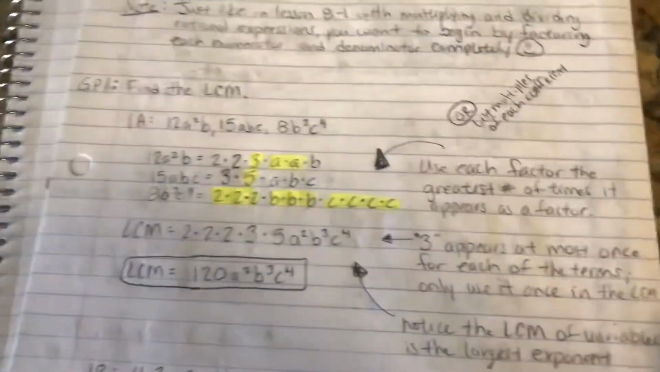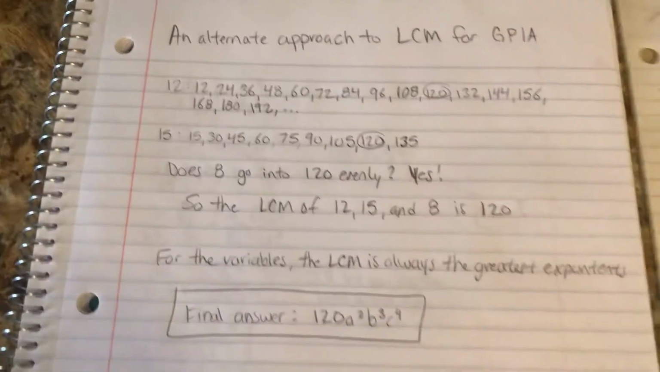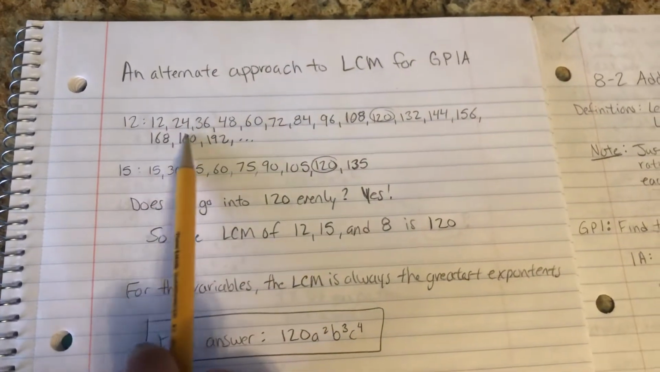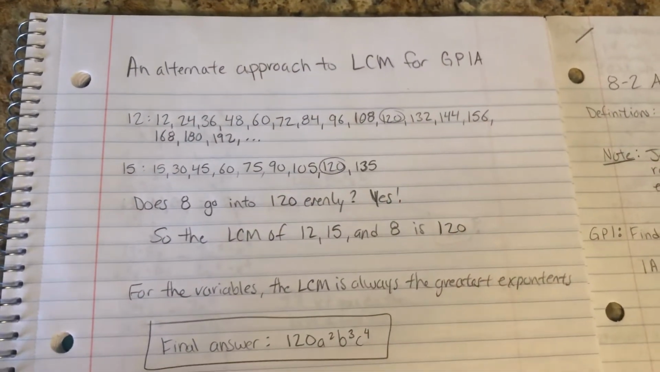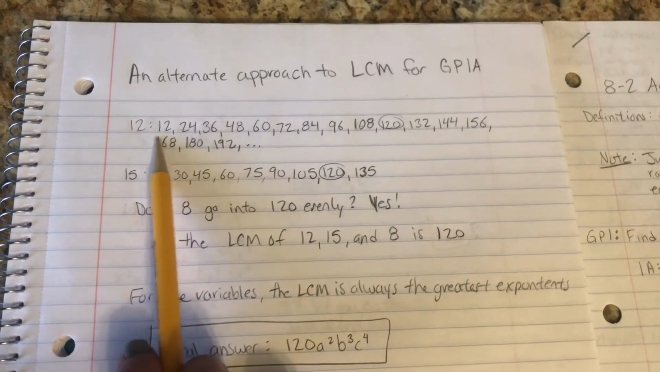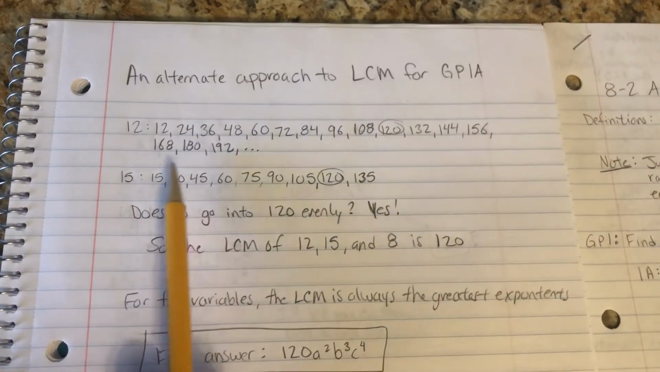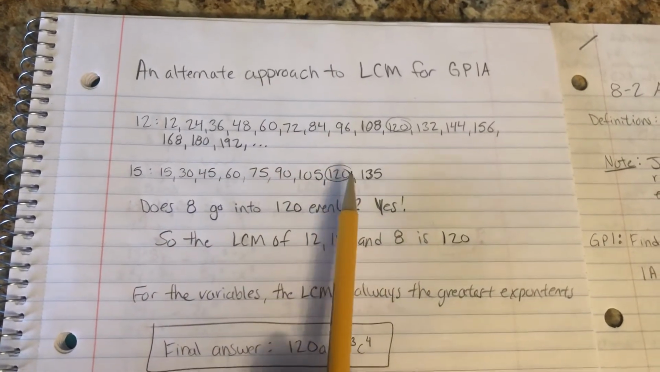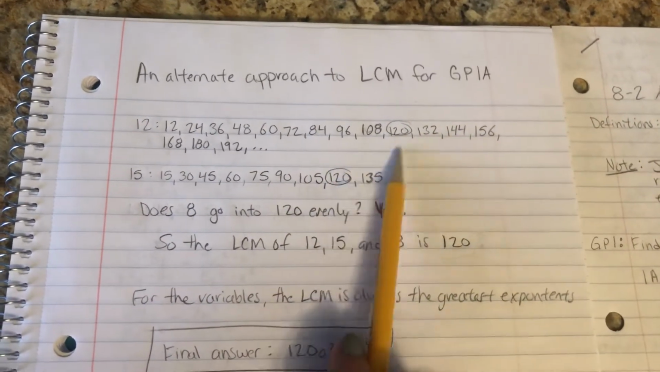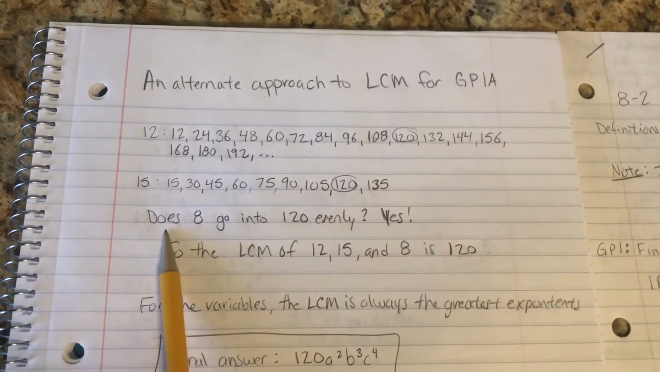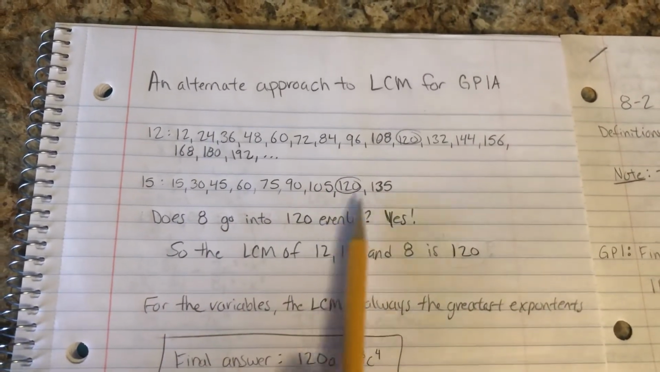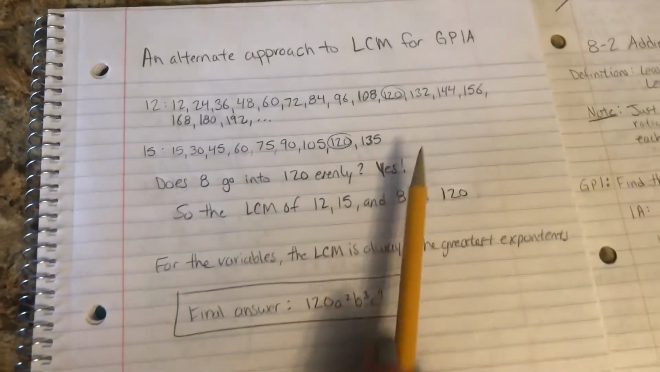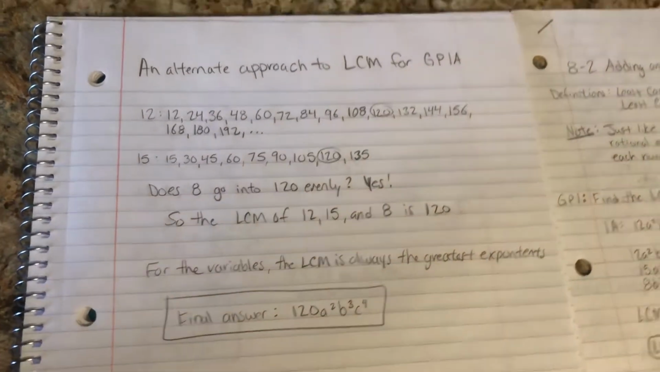A different approach for the coefficients that I added to the notes a couple days later. What you could do instead is list all the multiples rather than all of the prime factors. So I just started by doing all multiples of 12, and I got as many as I thought I would need. Then I started going with 15 until I found the first multiple that they had in common. And then I need to also make sure 8 works with that value, which it does. So that's the other way that you can approach least common multiples, actually listing out all the multiples and finding the first one they have in common.